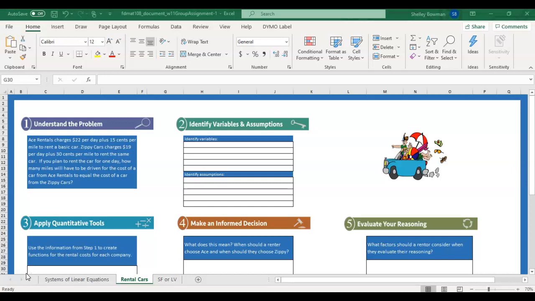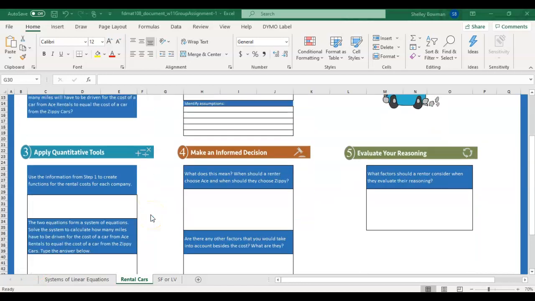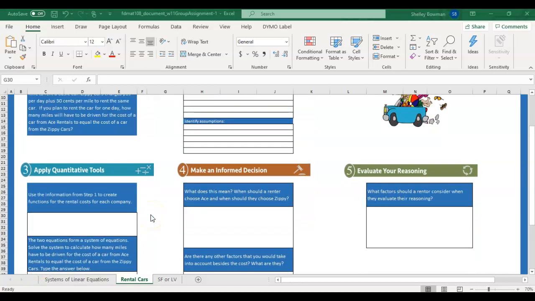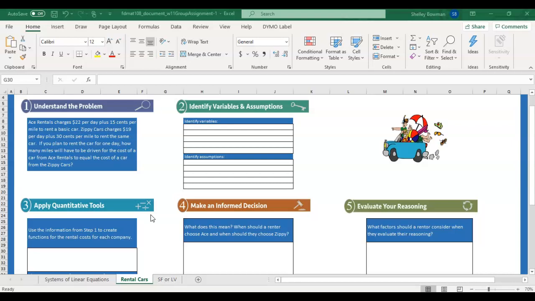Step 2. I'm going to allow your group to identify variables and assumptions through this problem. But step 3 we can go ahead and work on together, as I have changed the numbers for my project from yours. The first thing we want to do is identify that we have two things, Ace and Zippy.